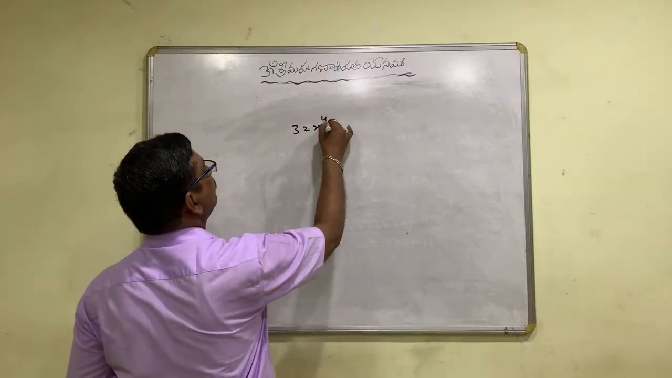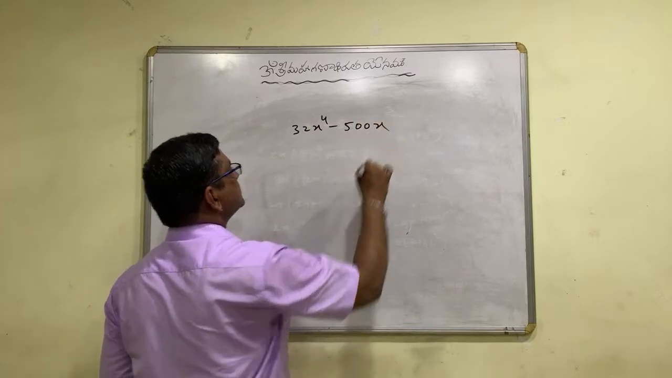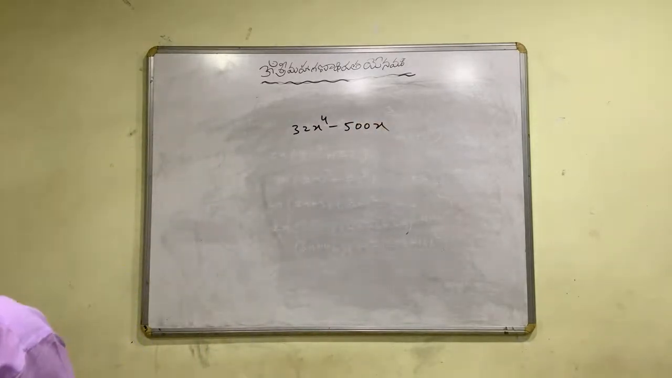Thirty-two x power 4 minus 500x. Anyone? 32x power 4 minus 500x. How to factorize this? 32 is not a perfect cube. 500 is also not a perfect cube.